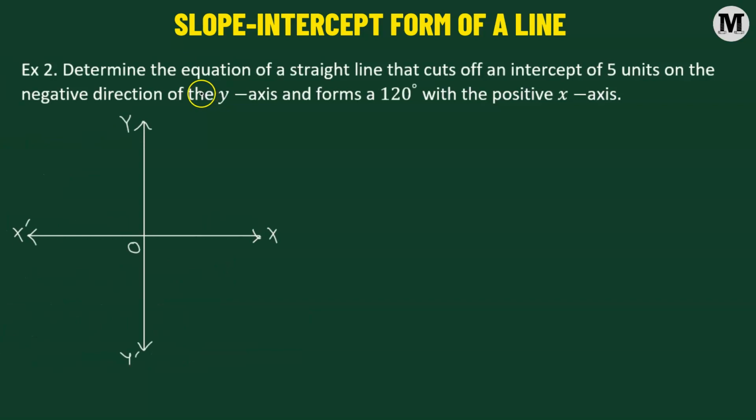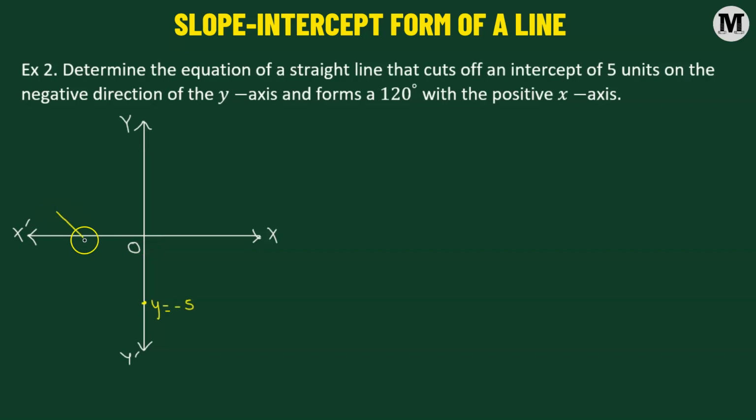Now, problem number 2. Determine the equation of a straight line that cuts off an intercept of 5 units on the negative direction of the y-axis. So an intercept of 5 units on the negative direction means the line has to pass through the point y equals -5. So here we have the y-intercept on the negative y-axis, and also the line is going to form a 120 degree angle with the positive x-axis.